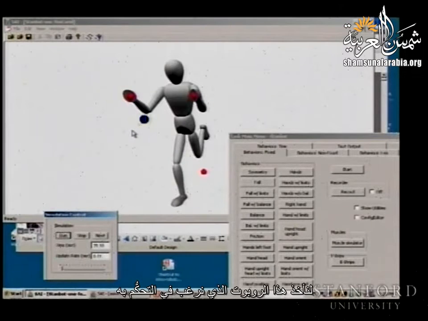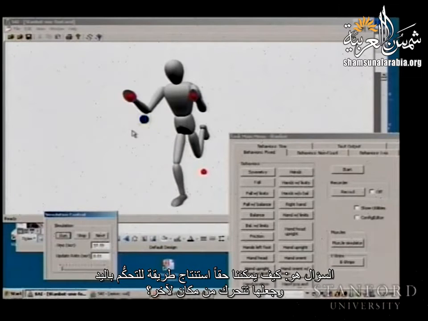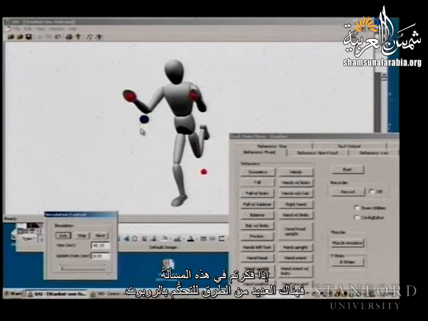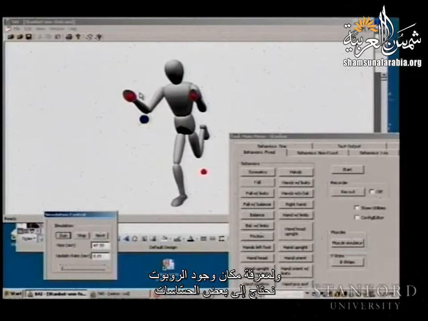So here is a robot you would like to control. And the question is, how can we really come up with a way of controlling the hands to move from one location to another? And if you think about this problem, there are many different ways of controlling the robot. First of all, you need to know where the robot is. And to know where the robot is, you need some sensors. So what kind of sensors would you have on the robot to know where the robot is? Any idea?